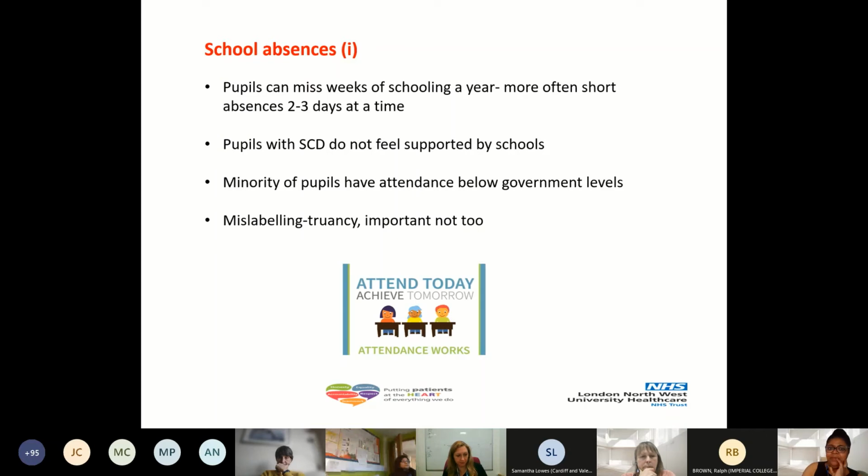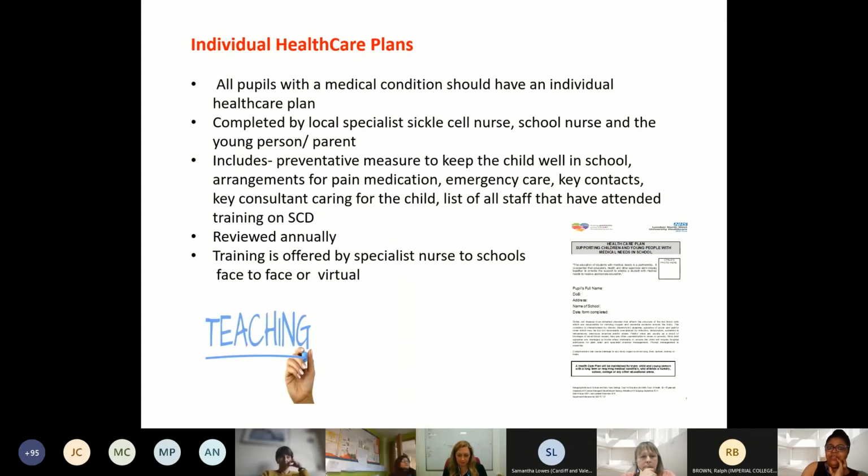Right, so each child should have an individual healthcare plan. Your specialist nurse, community nurse, hospital nurse, school nurse, they're all involved in doing things like this for each child with sickle cell disease. I'm going a bit quicker now. This individual healthcare plan will list things that you need to watch out for, like the things I've discussed, and key contacts for that child in emergencies. And it should be reviewed annually.